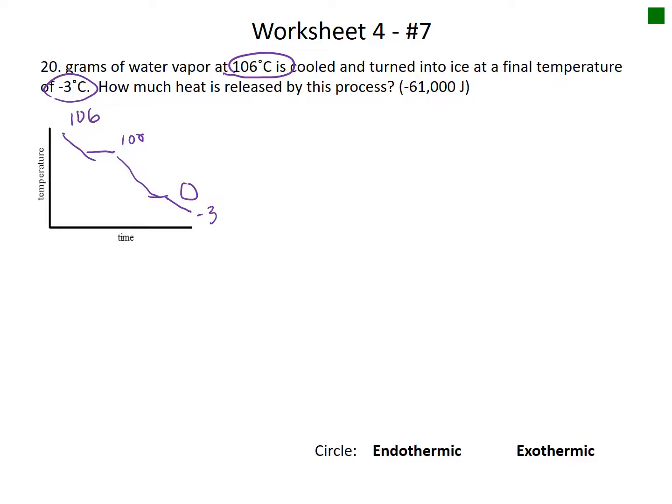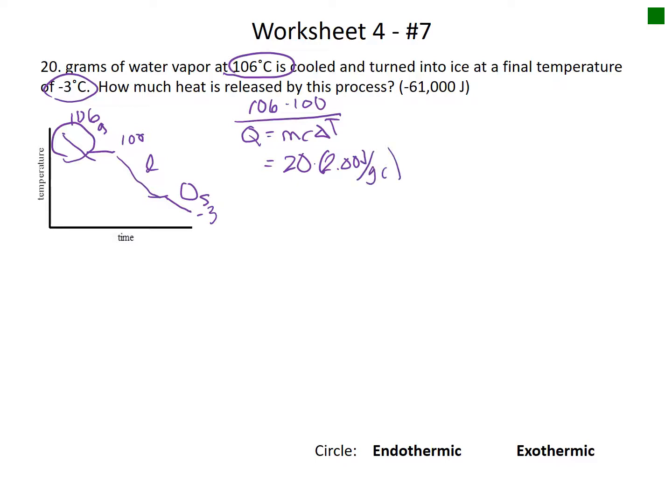The first one that I'm going to deal with is this 106 to 100, where I'm cooling it down. So that would be 106 to 100. Because I'm going to be doing a temperature change, I'm going to be using my MCAT formula. It says in it that I have 20 grams, so that's my mass. My C for steam, because right here it's a gas, this is going to be the liquid and this is going to be the solid. My gas C value is 2.00. All I had to do was look at my constants on my constant sheet.